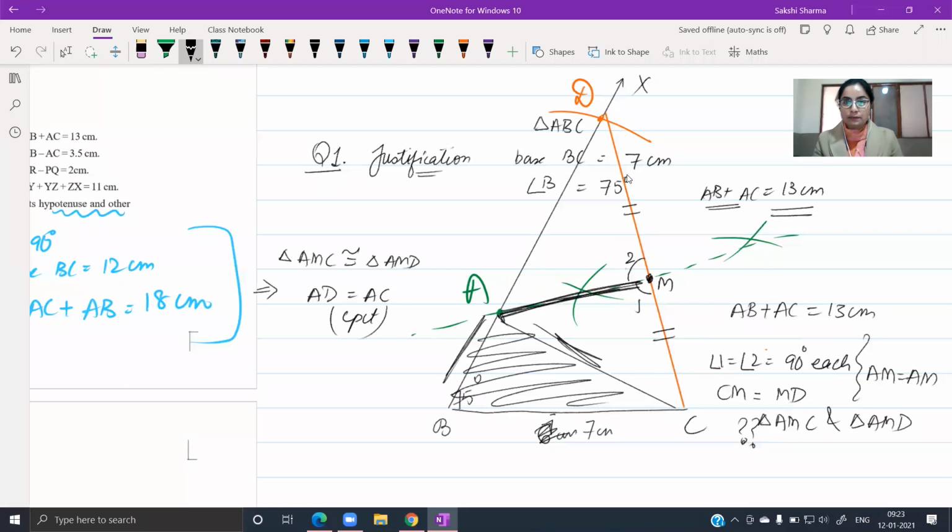Can we do that? Yes, ma'am. We have concluded that AD and AC are equal. Now, going back to the length of this line segment, BD. Let's focus on BD now.